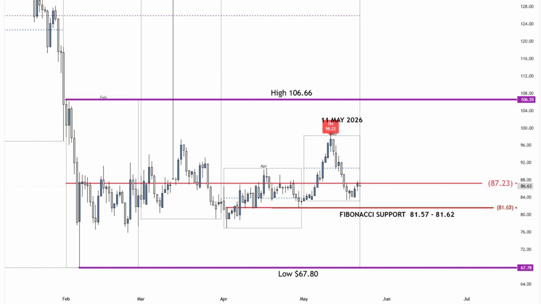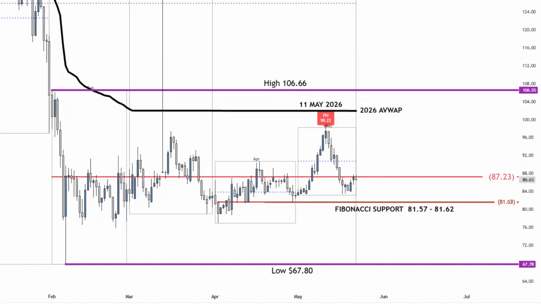One final layer we would like to add. If we add to the chart the 2026 anchored VWAP, which essentially represents the average traded price for the year, it currently sits near the 102 region. That level could become a magnet drawing price up, a resistance should it reach there, or support should it break above. The anchored VWAP sits at $102, so this is definitely another level traders should monitor closely going forward.